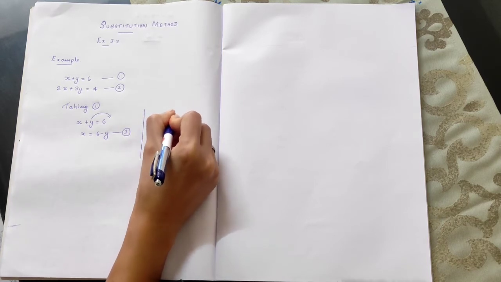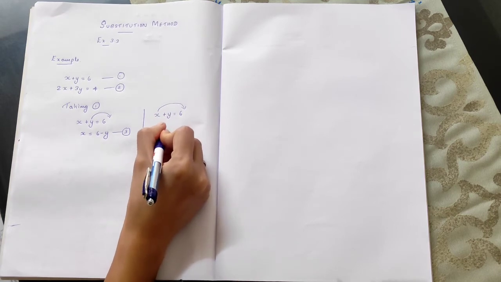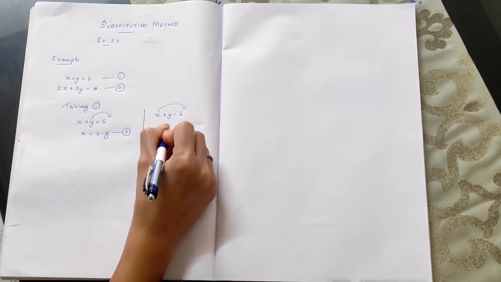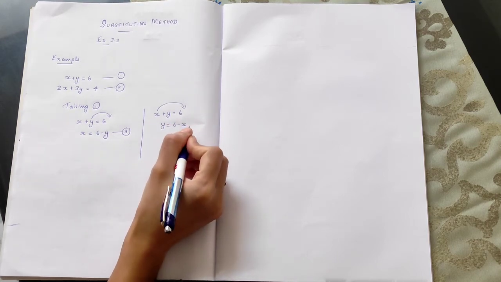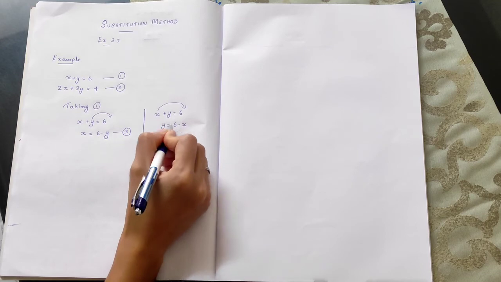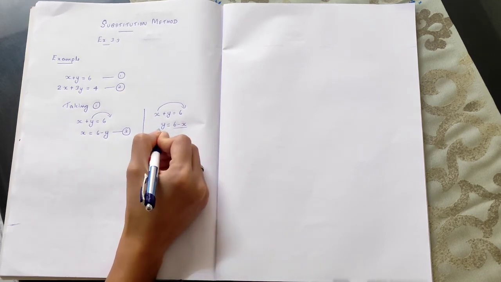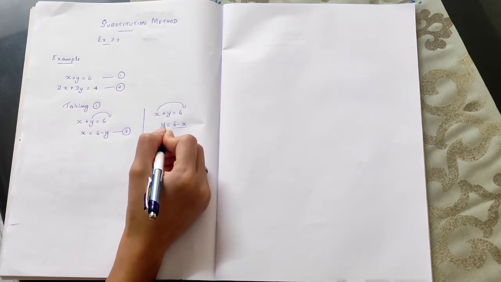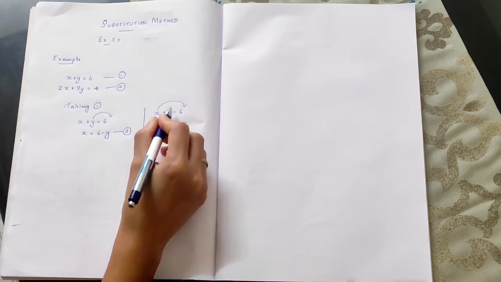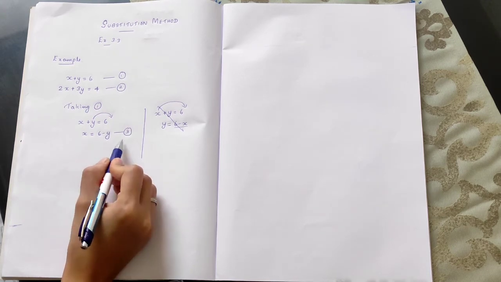So I will show that also. So x plus y equal to 6. When we move this x to the other side, y will become, that is y is equal to 6 minus x. So when we are moving this x, then we can use this 6 minus x instead of y. That means we are substituting this 6 minus x in place of y. So now I am taking this equation as equation number 3, that is x is equal to 6 minus y.